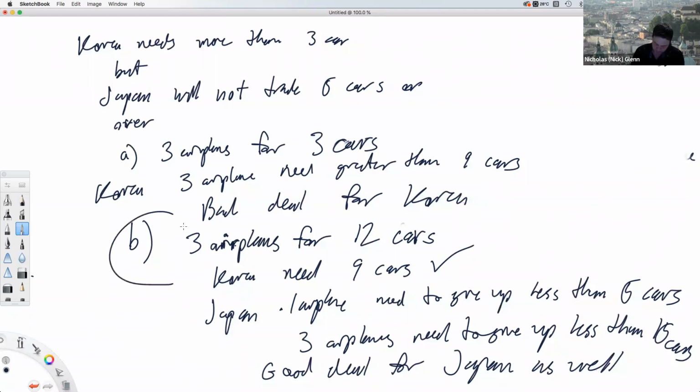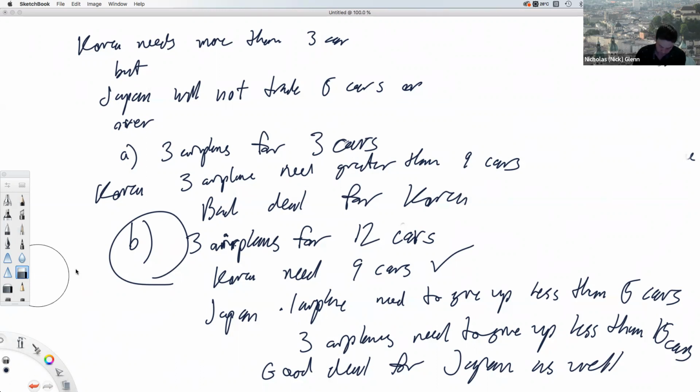Okay, so B would be your answer here. And this would be a good trade for both of them. Because if Korea produces 12 cars themselves, they'd have to give up 4 airplanes, but now they're only giving up 3. And if Japan produces 3 airplanes themselves, they would need to give up 15 cars, but now they're only having to produce 12 to get these 3 airplanes. So it's a good deal for both of them.